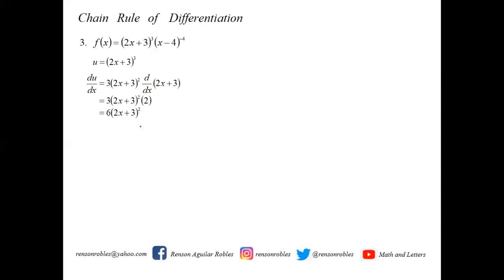And then v is equal to x minus 4 to the negative 4. And its derivative is negative 4 times x minus 4 to the negative 5.